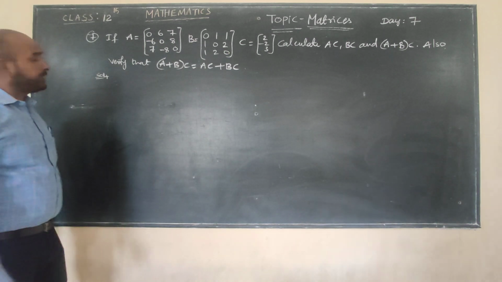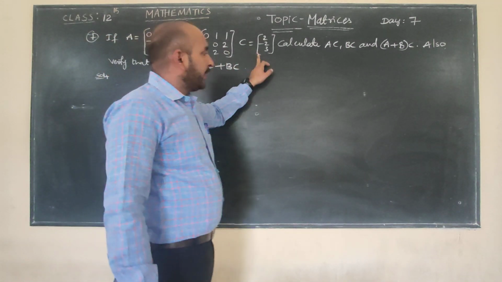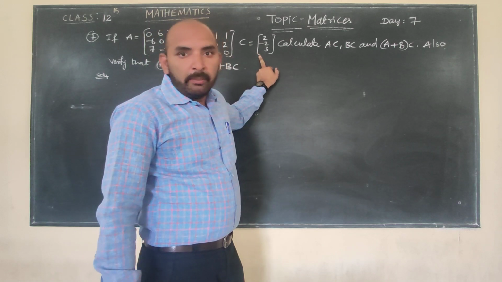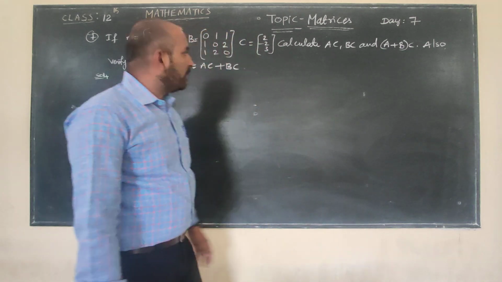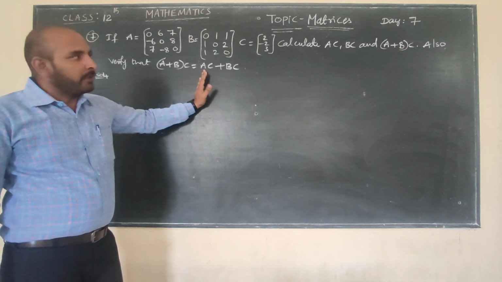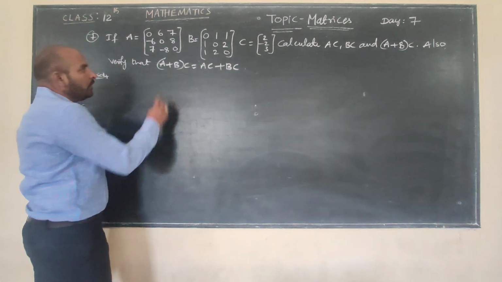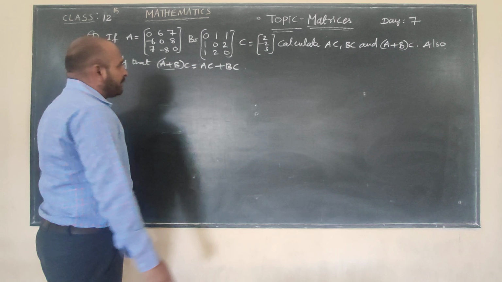Coming to question number 7. If capital A is a 3 by 3 matrix, capital B is a 3 by 3 matrix, and capital C is a column matrix, calculate AC, BC and (A plus B) into C. Also verify that (A plus B) into C equals AC plus BC. Verification. Before that, first find out A plus B.